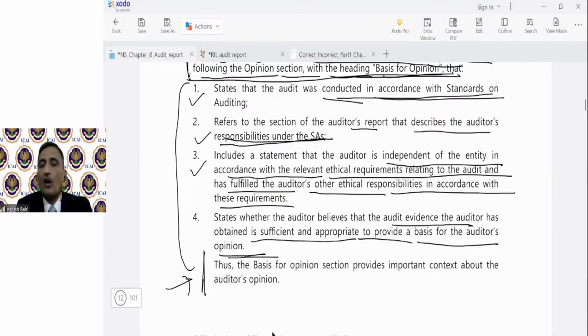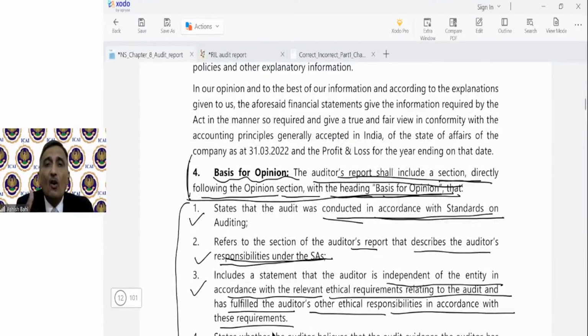So, therefore, basis for opinion provides the context about auditor's opinion. So, it states how the auditor is saying that, say, his opinion is unmodified. What is the basis of it? So, if I am expressing an unmodified opinion, I would state these things to conclude that my opinion is unmodified. I would say, look, I have carried out the audit in accordance with SAs, and these are my responsibilities, which are separately described in a separate section. But I would refer to those responsibilities in basis for opinion paragraph.